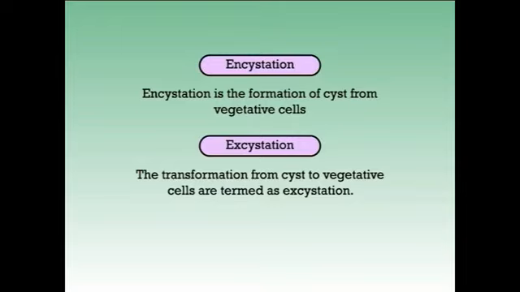excystation. Next, when we talk about the movement of protozoa, most of them are motile and move by one of the three types of locomotor organelles, that is pseudopodia, flagella or cilia. And for reproduction, they mostly reproduce asexually by way of binary fission, but some also carry out sexual reproduction by conjugation. Now coming to viruses.